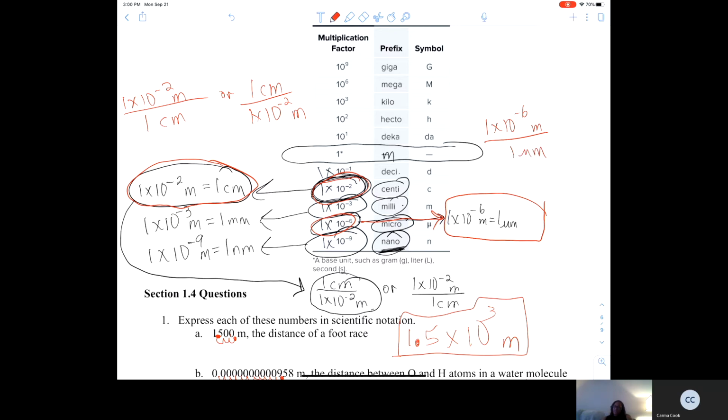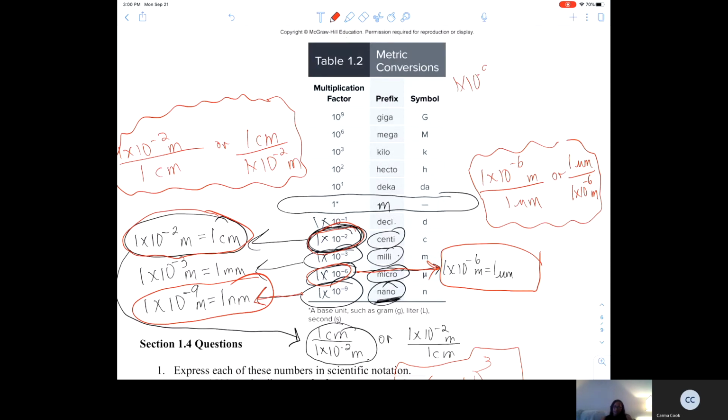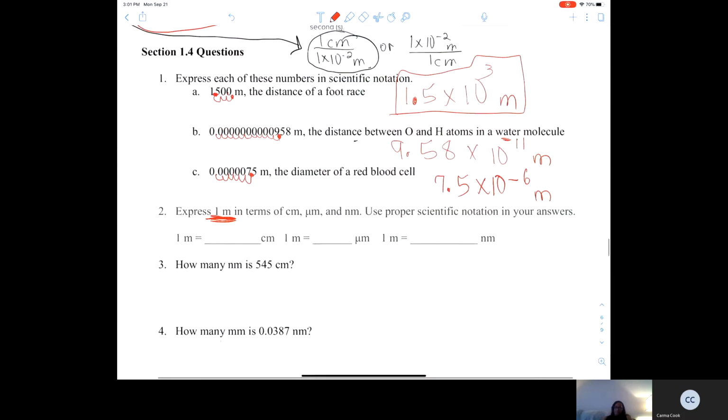One times 10 to the negative 6 meters per every 1 micrometer. And of course, we can write the reciprocal of that. That means the exact same thing. And then the nanometer to meter conversion. Here's the equality. There's 1 times 10 to the negative 9 meters for every 1 nanometer. So those are our 3 sets of conversion factors for question number 2.